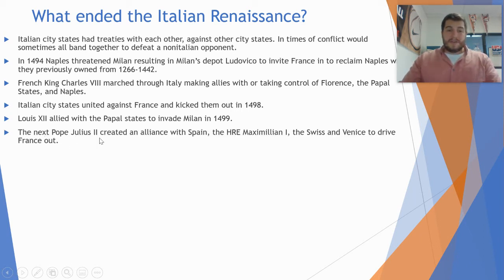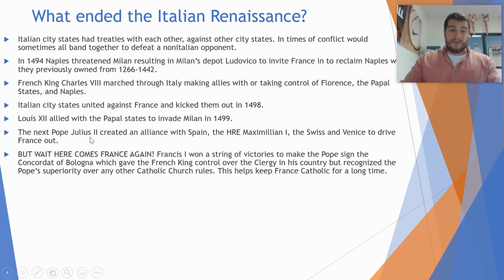The next pope that took over didn't like that France was there, so he created an alliance with Spain and the Holy Roman Emperor, who was Maximilian I at the time. Again, remember, the Holy Roman Empire was not holy. It wasn't really an empire, and it sure wasn't Roman. They joined the Swiss and other people to drive the French out. Again, you don't need to worry too much about keeping track of this, but I think it's interesting.